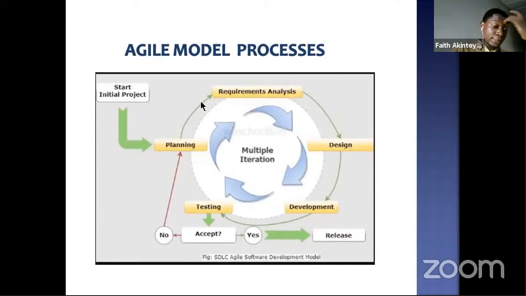Now I want us to take a good look at this diagram. You're starting the initial process. You're going to plan it, analyze the requirements, get the system specification and ensure that they're aligned. Then you design, you develop, and then you test. Now, when you look at it, is it accepted? If it's not accepted, it goes back again and begins the whole process again. When it is accepted, then it is released. So this is basically the Agile model process.